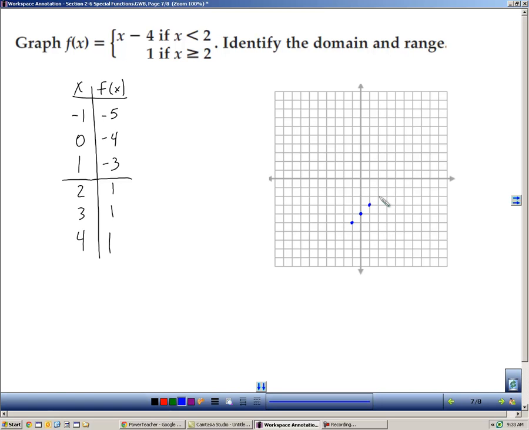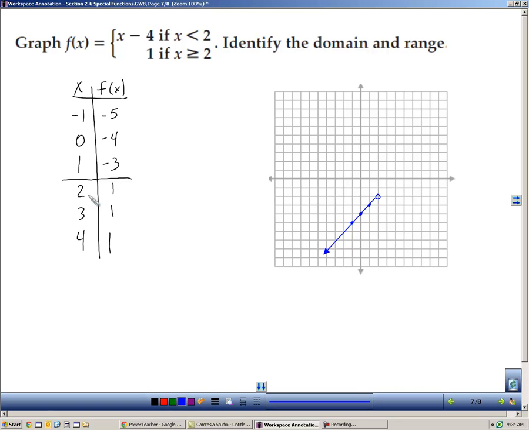Now I know that it's going to stop being this pattern when I get to 2. So it looks like it's going to be a line, but I'm going to put a circle at 2 because I know at 2 it's going to stop doing that because it's a piecewise function. So when I graph the lower half, it's going to look like that. It's linear.